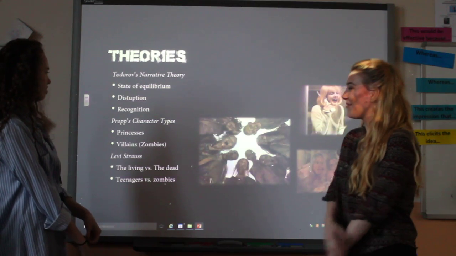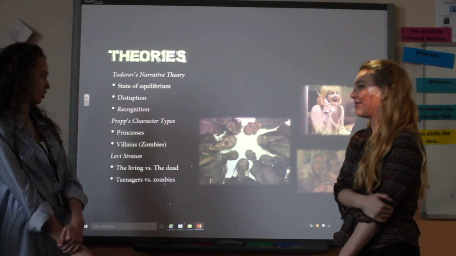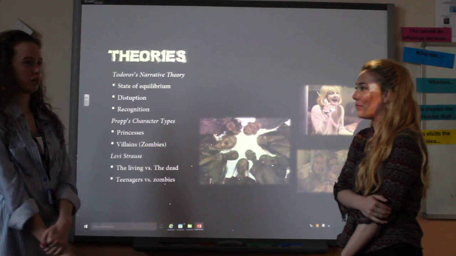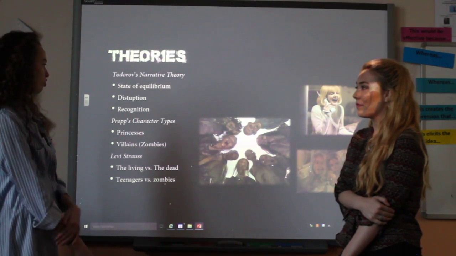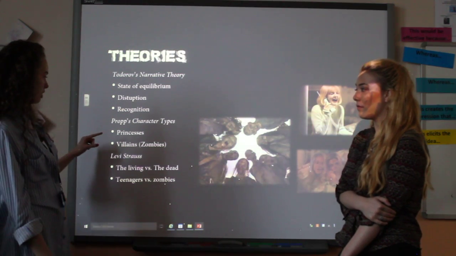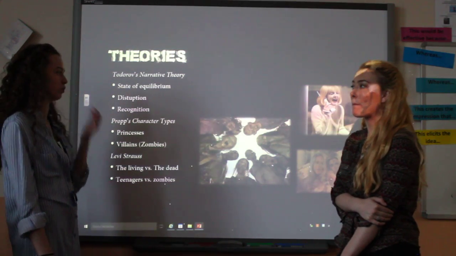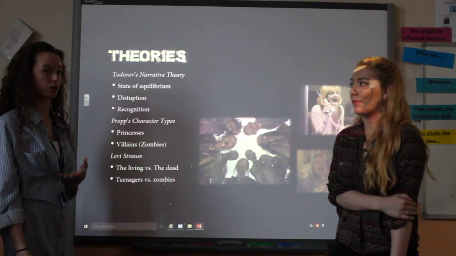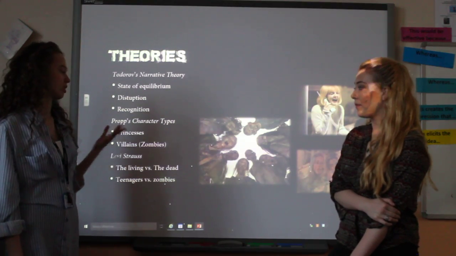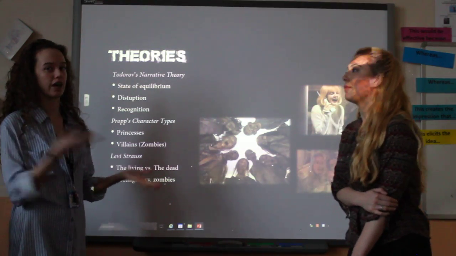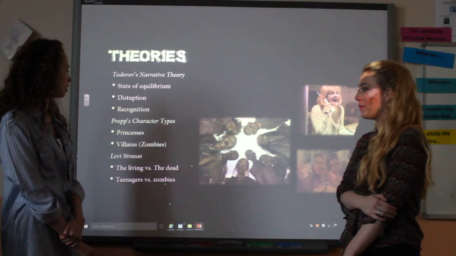We also used character types. We don't have that many because we don't have heroes and stuff, but we've just kept the princess and the villains. So obviously the princesses will be the students of the school because they're the victims of what's going on, and the villains are obviously the zombies because they're the ones that are trying to take over the human race.